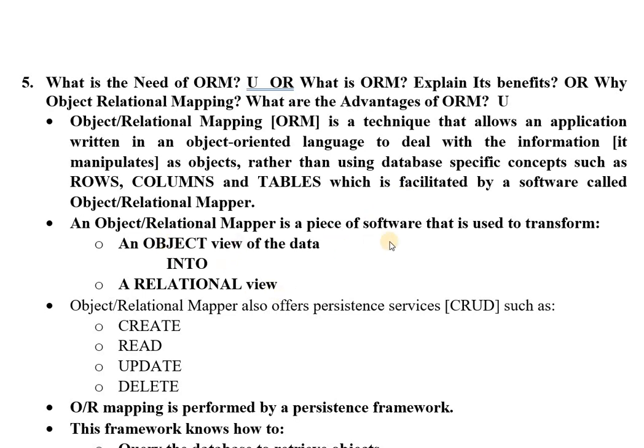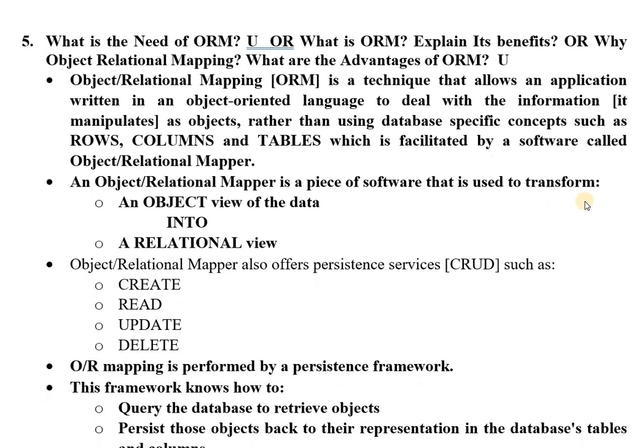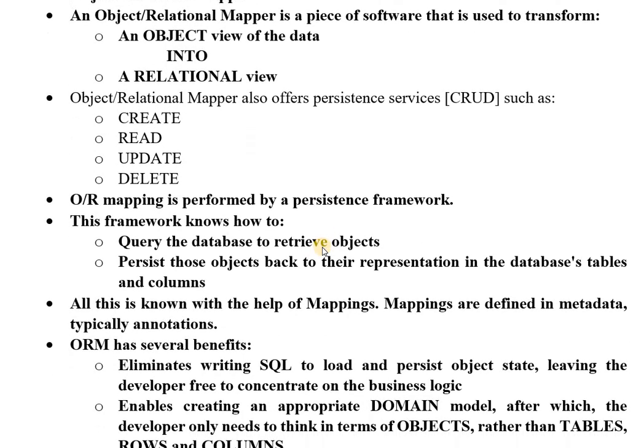So, object relational mapper is a piece of software that is used to transform the object view of data into the relational view of data. The way data is represented in the domain model has to be converted and represented in terms of how data is represented in the relational model. Now, what kind of persistent services is the object relational mapper going to offer? It will offer the CRUD services. So it has create, read, update and delete.